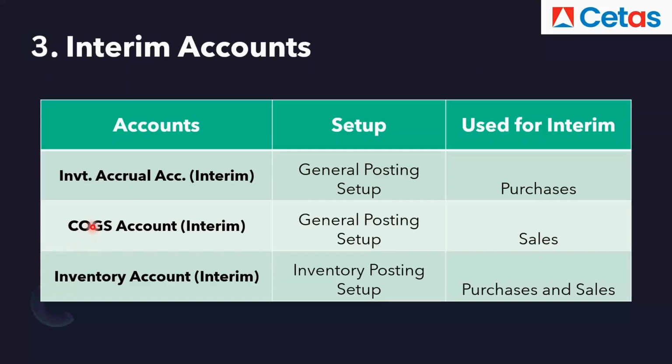Let's talk about the interim accounts. For expected cost posting, we use three main interim accounts: the inventory accrual account interim, COGS account interim, and the inventory account interim. Out of these accounts, the first two accounts can be configured in the general posting setup, and the interim inventory account can be specified in the inventory posting setup. Let's have a look at these accounts in the Business Central environment.